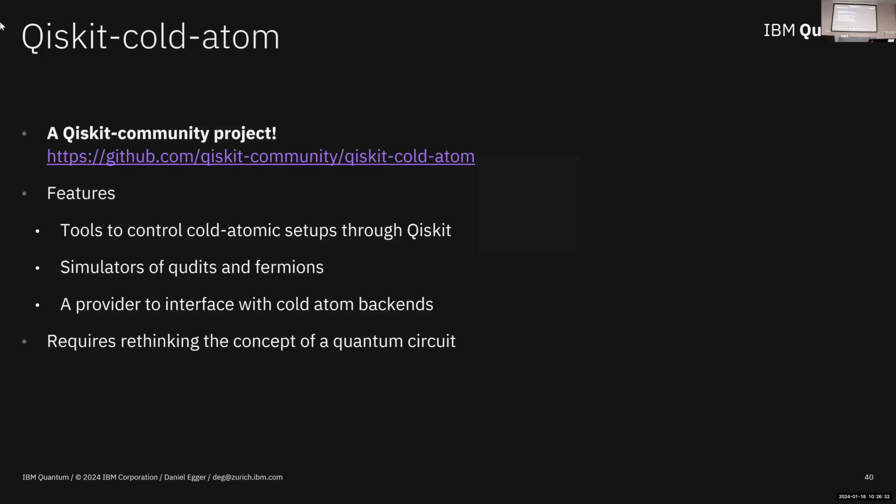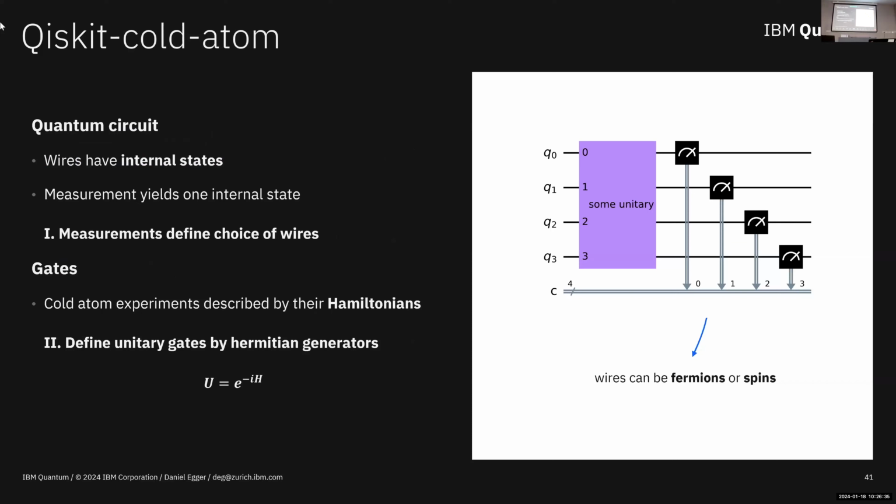So the idea is a little bit the following. In the quantum circuits that I've shown up to now, every wire has been interpreted as a two-level physical system. So we changed this interpretation a little bit in this package. We recognize that wires have internal states and that a measurement on such a wire will yield one of these internal states. And so basically the type of measurement in the physical setup defines what the wire is. And then the gates in a lot of these setups are simply the time evolution of a Hamiltonian. So basically we will view quantum gates here as being generated by Hamiltonians.